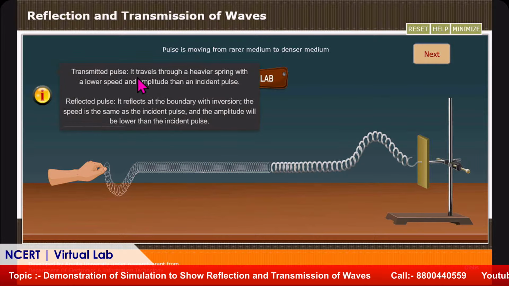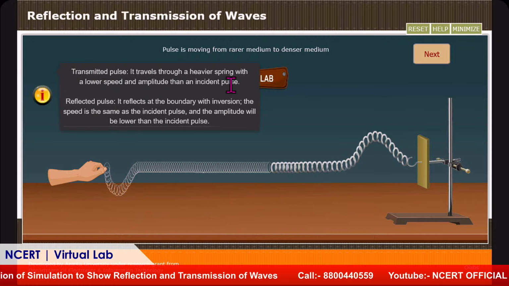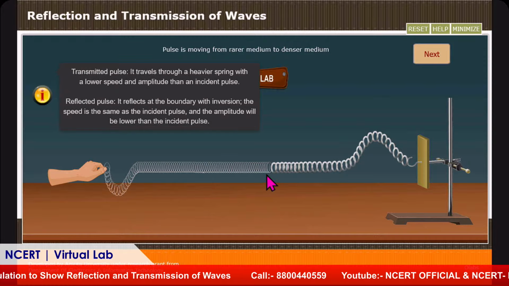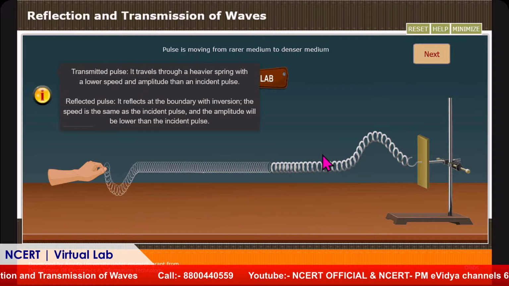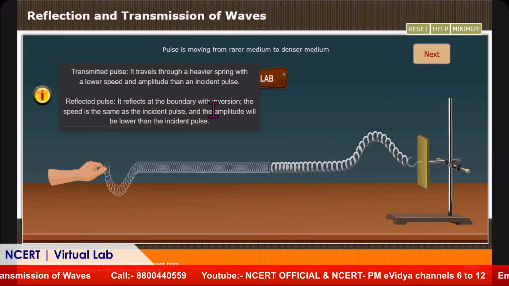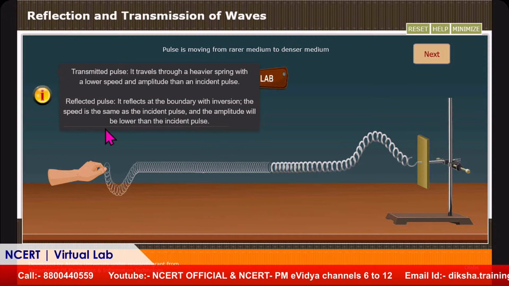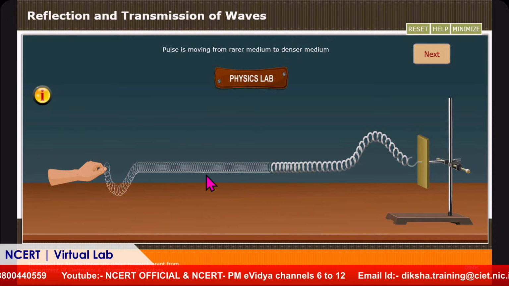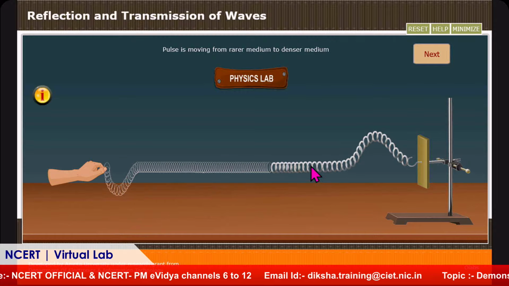The conclusion is also given over here. The transmitted pulse travels through the heavier spring with a lower speed and amplitude than the incident wave pulse, because obviously some energy is lost when it travels from a rarer to a denser medium. The reflected pulse reflects at the boundary with inversion. The speed is the same as the incident pulse and the amplitude will be lower than the incident pulse, because partially the energy is transmitted and partially it is reflected back to the same medium, and since the medium is not changed, the velocity will remain the same.